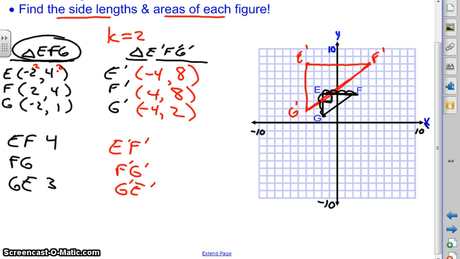Look at it. FG is like a diagonal. So, what type of a triangle is EFG? It's a right triangle. So what can we use to find this diagonal? Hannah? Excellent. Very good. A squared plus B squared equals C squared.